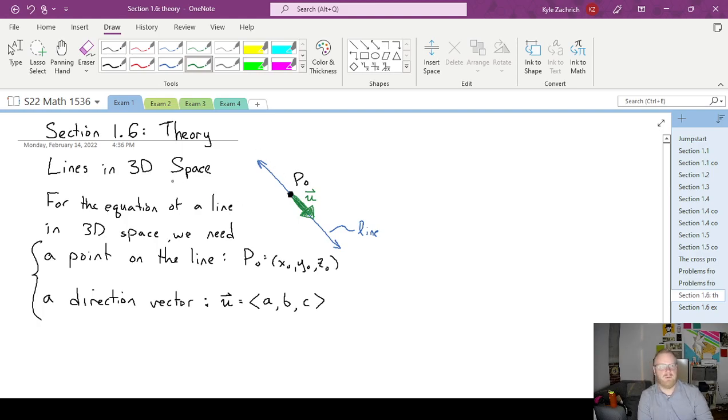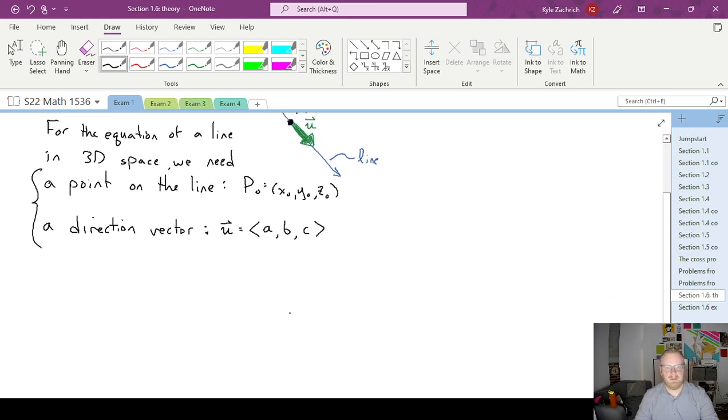Okay, so let's figure out how this equation is going to work. So I'm just going to redraw this here. So here's my line. Here's my point, P naught. And here's my vector, u, just giving me a direction.